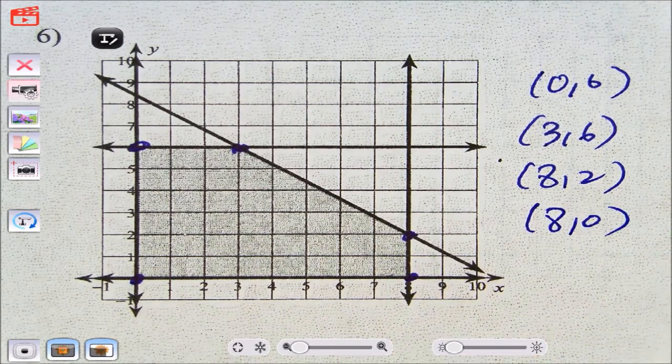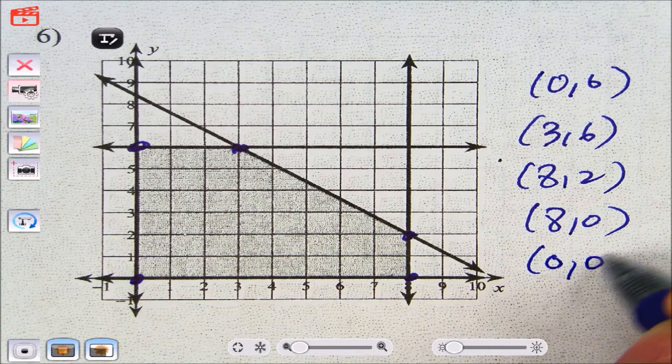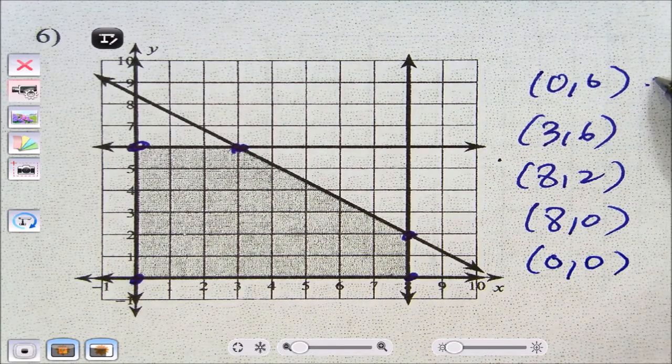And what's the last one? How do you know which one comes first? X is always first. No, I mean, does this one have to be first? The answer is no, the order doesn't matter.